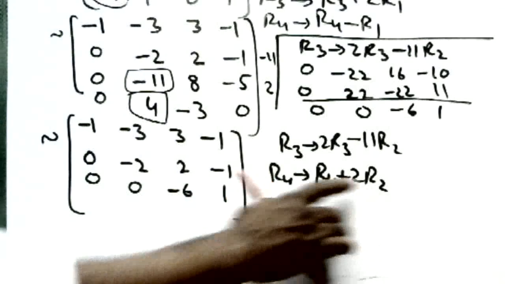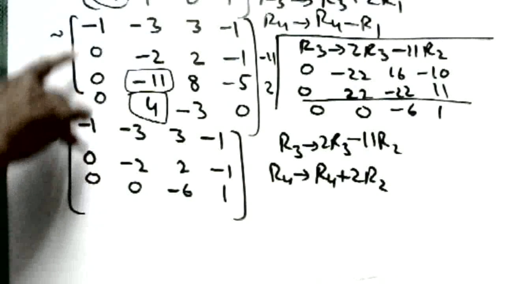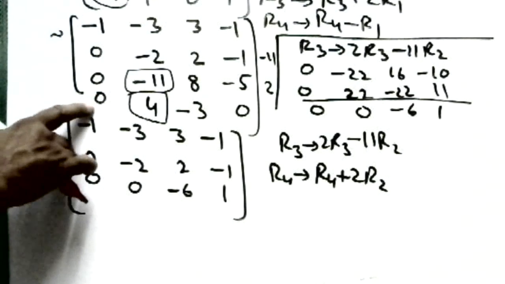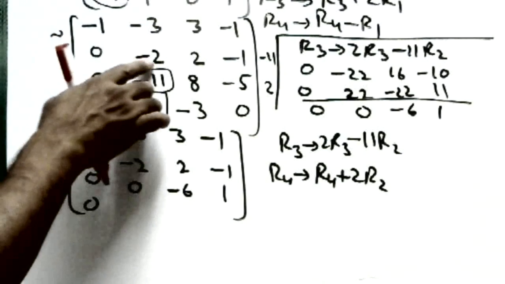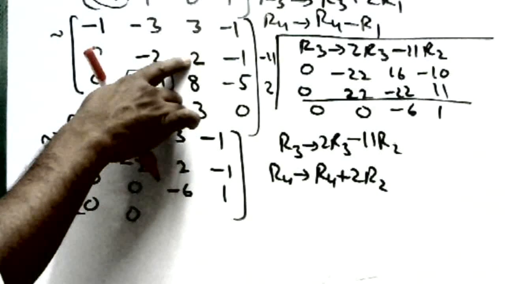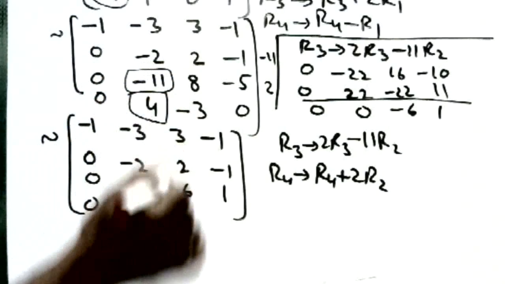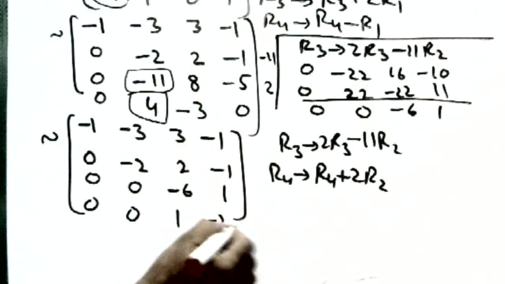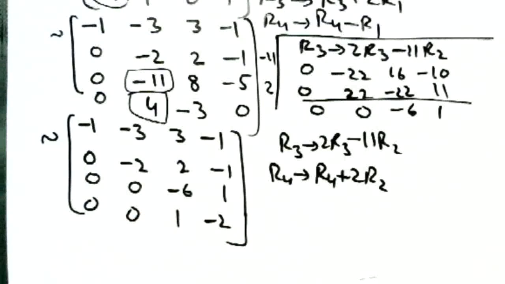Now the next one is R4 implies R4 plus 2R2. We can do this directly. 0 plus 0 will be 0 only. 2 2s are 4, minus 4 plus 4, 0. 2 2s are 4, 4 minus 3, 1. Plus 2 minus minus, 2 ones are 2.